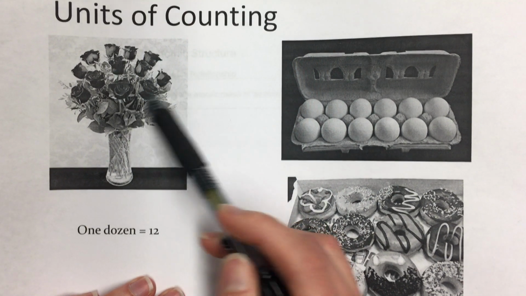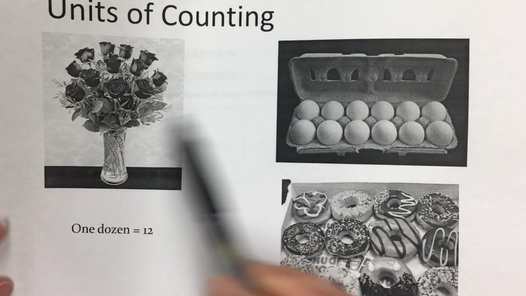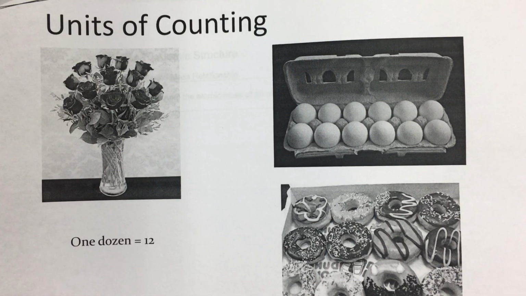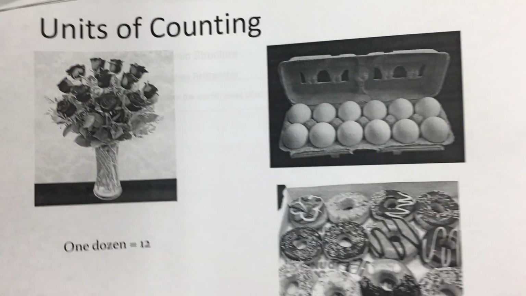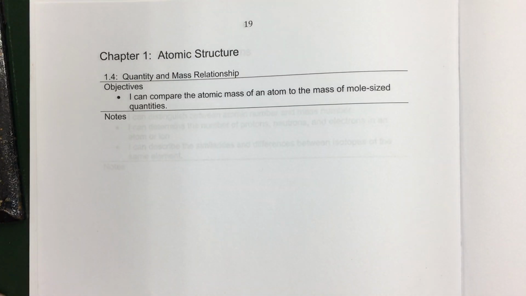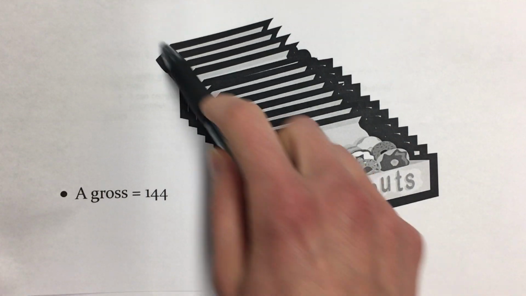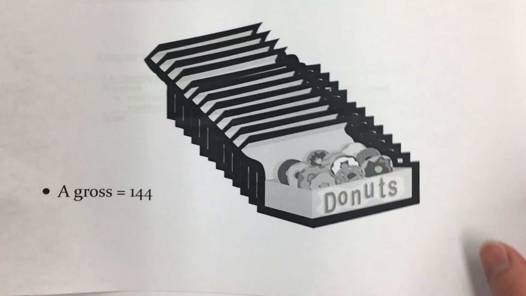So if I have a dozen roses, I have 12 roses. If I have a dozen eggs, I have 12 eggs. That's the most familiar unit of counting. But there are other units too. For example, there's something called a gross. A gross is a dozen dozen. So here is a gross of donuts, right? This is 12 boxes of a dozen donuts.